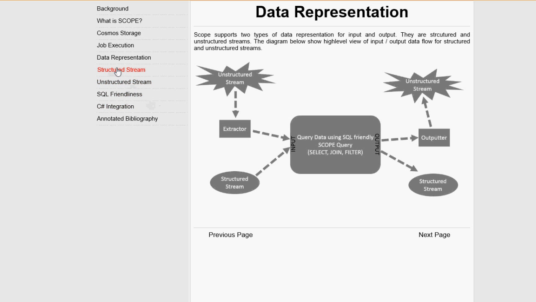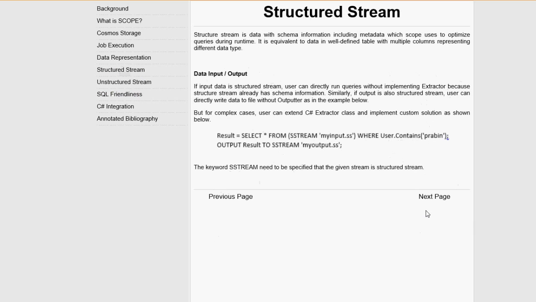More about structured stream. A structured stream is data with schema information included. It also includes metadata, which SCOPE uses for the optimization of the query during runtime and compile time. It is equivalent to the data which is defined in a table in our conventional relational database system.